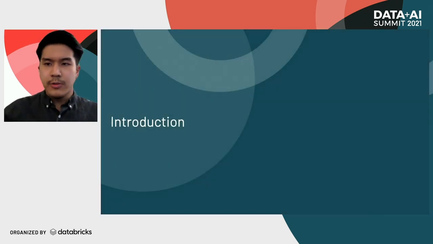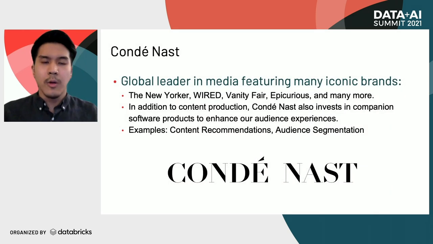So first, some introduction about Condé Nast. Condé Nast is a global leader in media featuring many iconic brands such as The New Yorker, Wired, Vanity Fair, Epicurious, and many more. Some examples of machine learning tasks we use here at Condé Nast include content recommendation and audience segmentation.